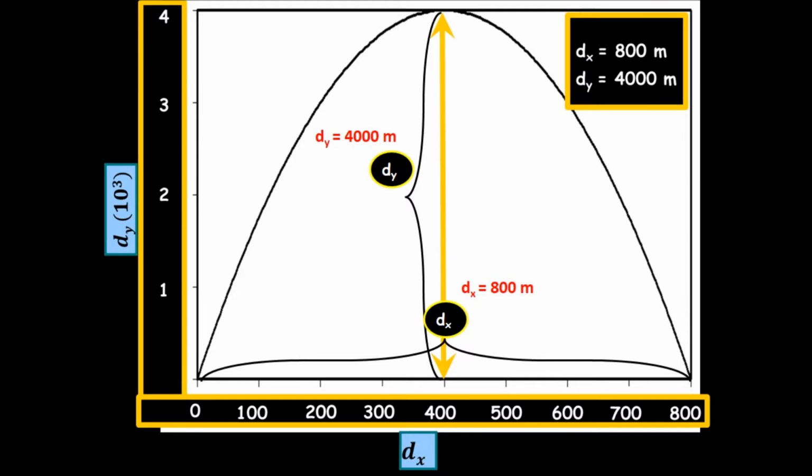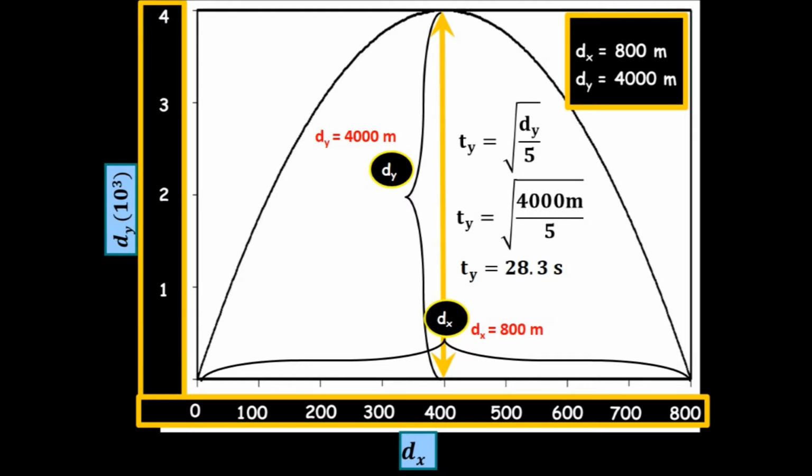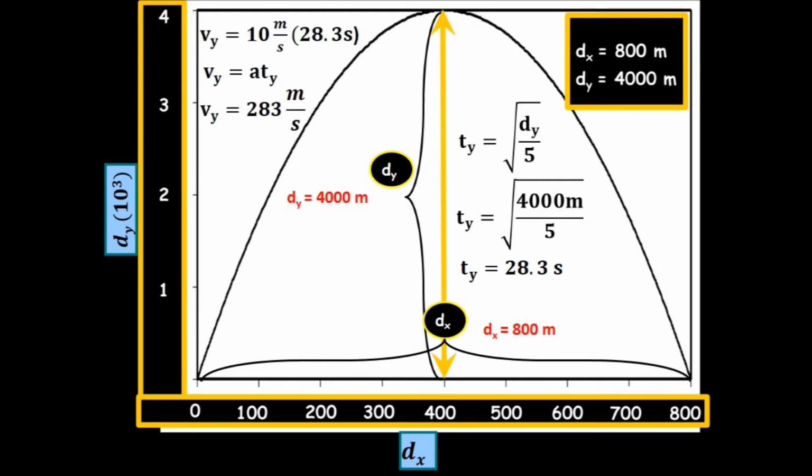And then the question would be, what do you do with Ty after you find it? So here's Ty, 28.3 seconds. Now you have Ty. Now remember, we're kind of working backwards here. Ty equals 28.3 seconds. What is going to be the next step? Well, the next step is going to find Vy. So Vy is the time times 10. Vy equals g times Ty, and that's 283 meters per second.